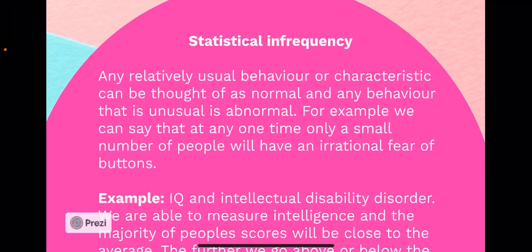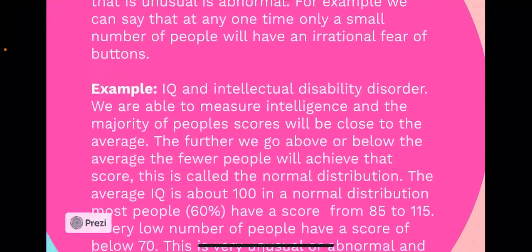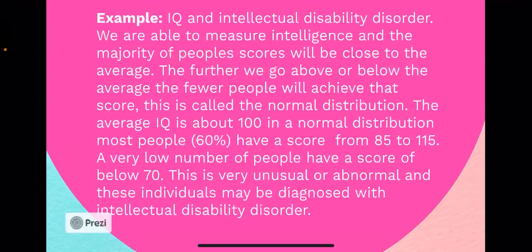So when we're looking at statistical infrequency, we're looking at the numbers of people who are within the range of normal according to a normal distribution, and the individuals who are 2 or more standard deviations from the norm would be seen as abnormal, and that could be 2 or more standard deviations below or 2 or more standard deviations above the norm. So that behaviour would be deemed as abnormal. So we're using statistics to determine whether someone has abnormal behaviour. An example of this is IQ and intellectual disability disorder.